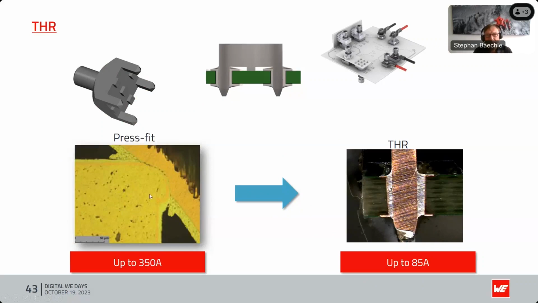But the difference, I said it in the beginning also, with the press fit technology, you can reach up to 350 amps, but with the THR, you have solder material in between. That means you can only reach around 85 amps because of the higher contact resistance.